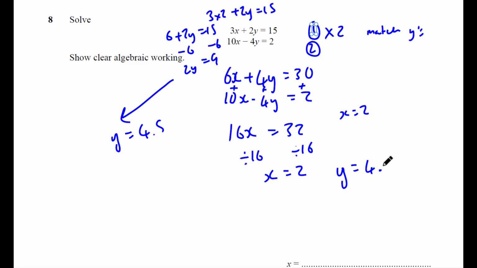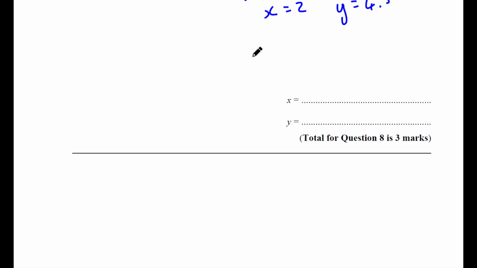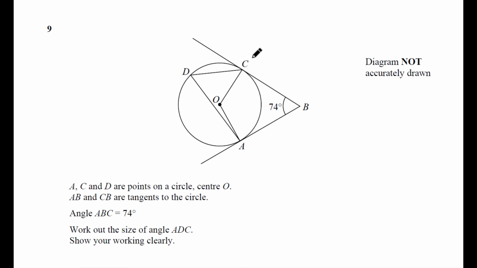And that is quite easily done. Double check your answer to make sure you're correct. Well, 2 times 10 is 20, minus 4 times 4.5 is 18, and that does make 2, so we know we're correct. You should never lose marks on these types of questions because you can substitute your answer to make sure.